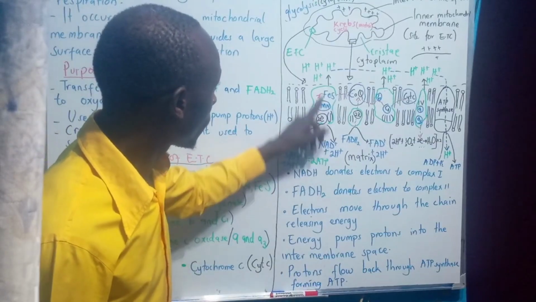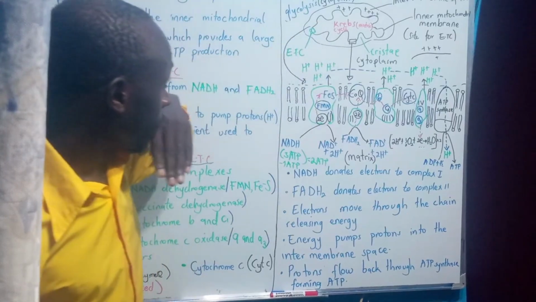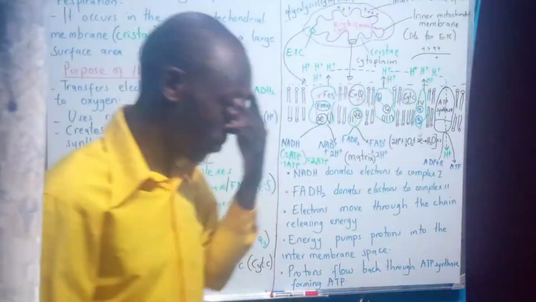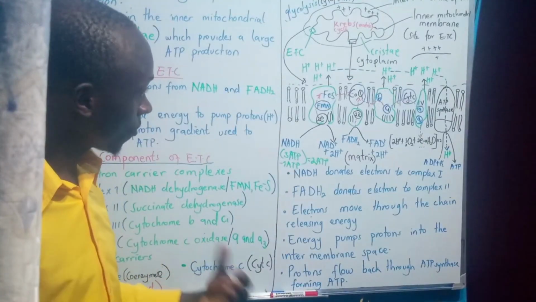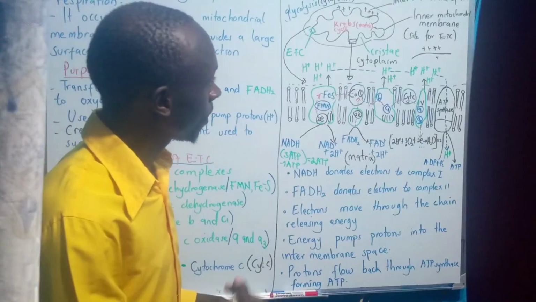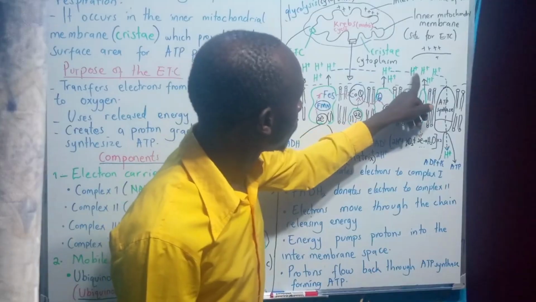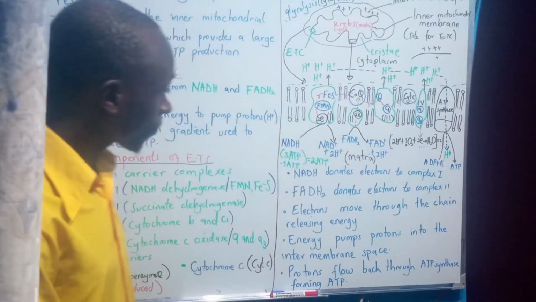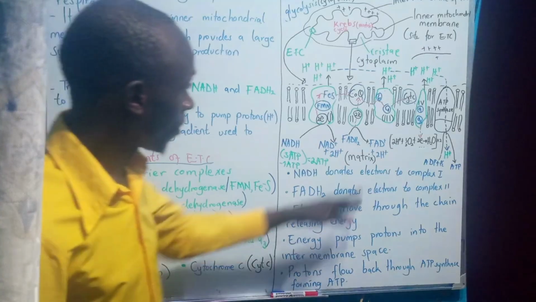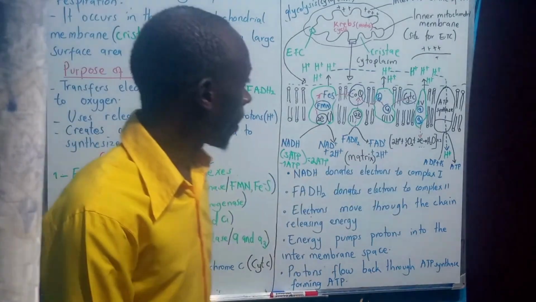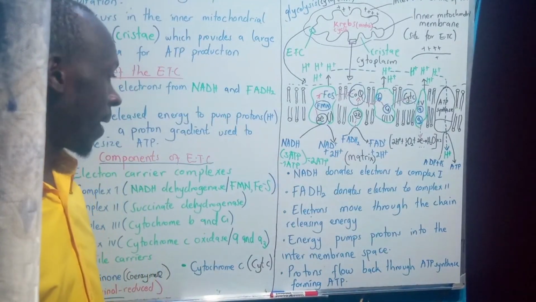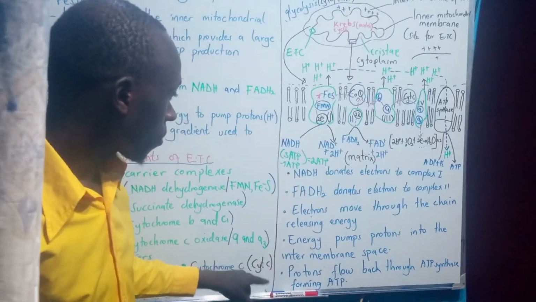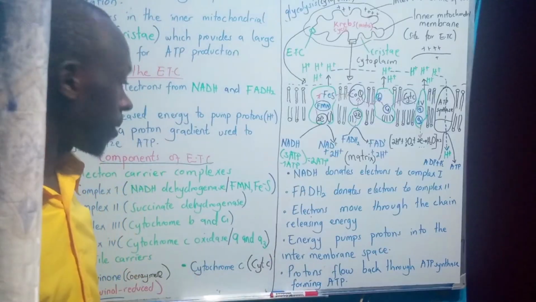It is going to be used to pump protons into the intermembrane space. So the intermembrane space is more charged than the inner matrix, creating a potential difference. Once that potential difference is created, it is again going to create electrical energy. That electrical energy is going to allow these protons to again cross the ATP synthase and then back to the mitochondrial matrix, so that it can allow the formation of water via oxidative phosphorylation. So energy pumps protons into the intermembrane space. Protons flow back through ATP synthase, forming ATP.